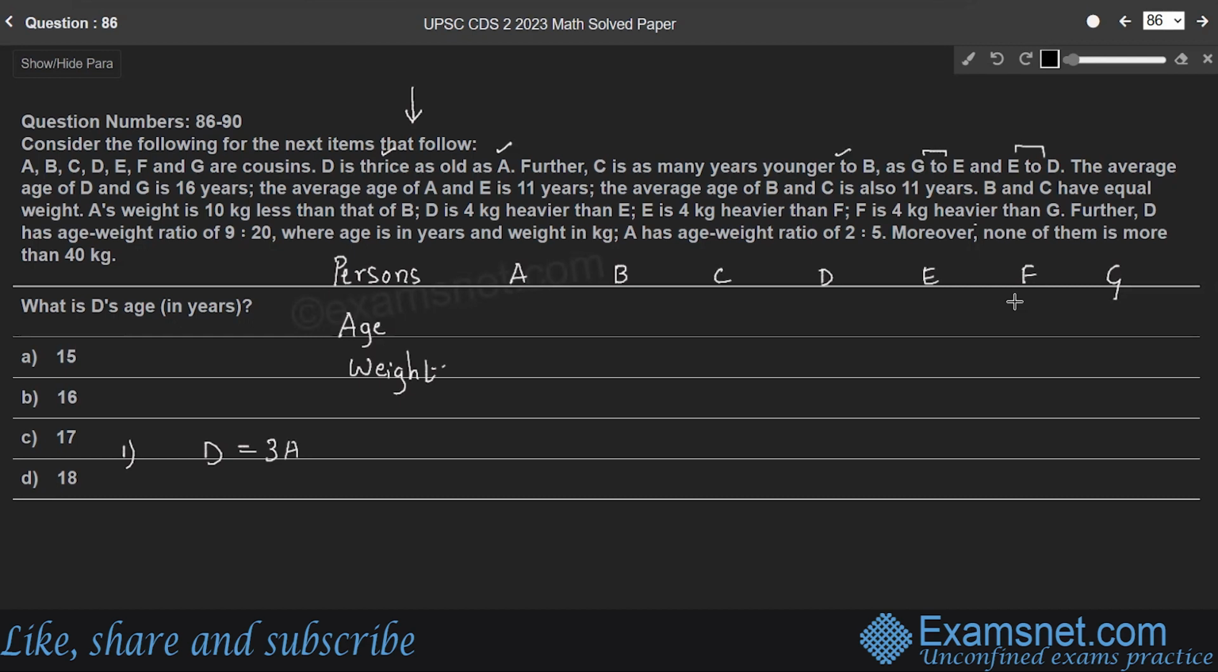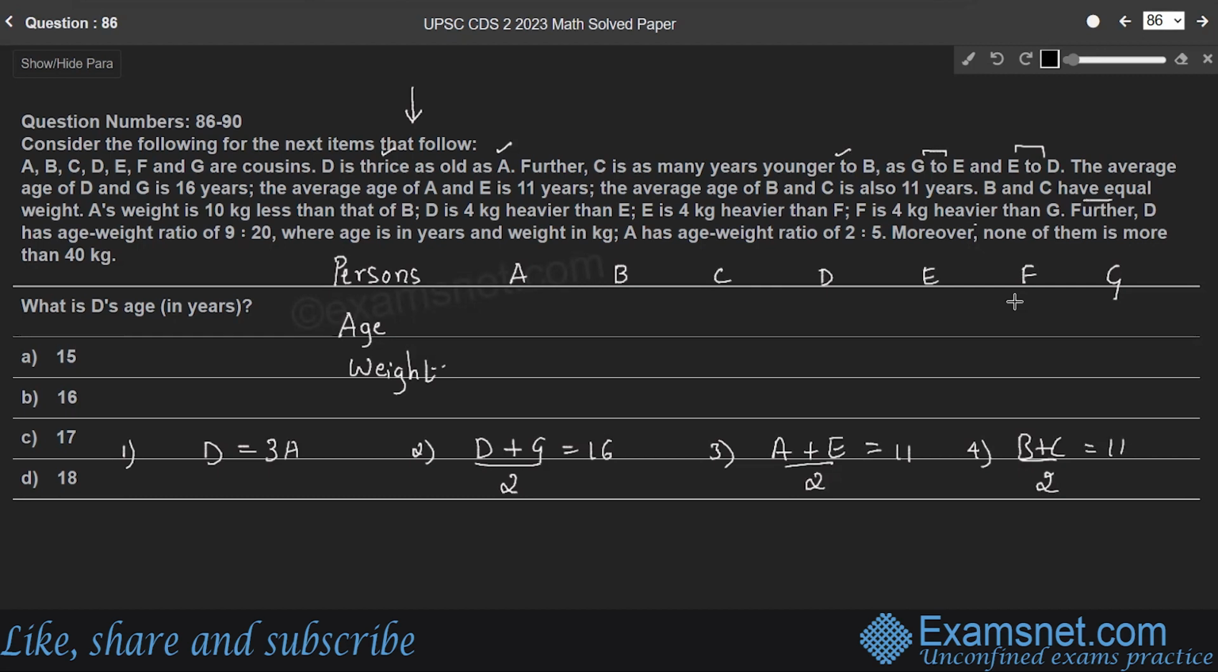The average age of D and G is 16 years. So we'll consider this. Their average age means the sum of their ages by 2 is equal to 16 years. And the average age of A and E is, we'll consider A plus E by 2, their average age is 11 years. The average age of B and C is also 11 years. So we'll consider that also. B plus C by 2 is also 11 years.